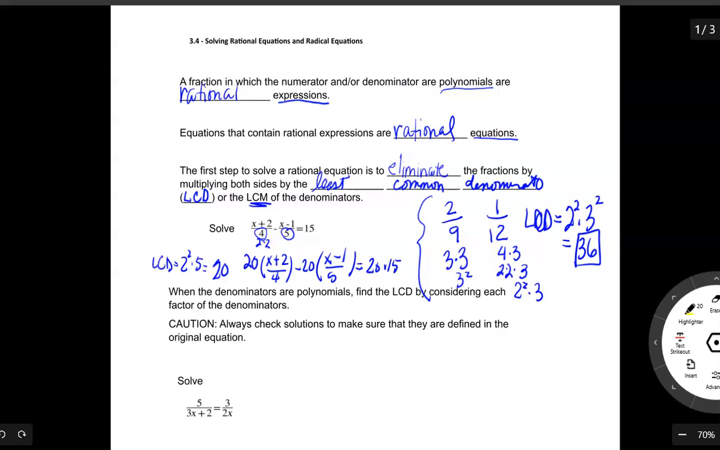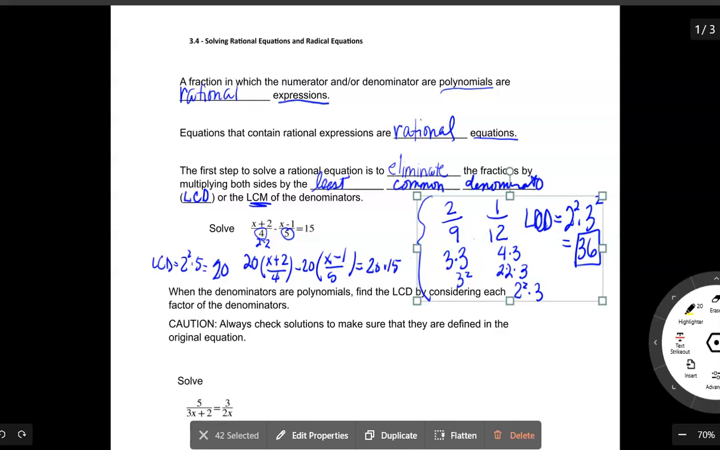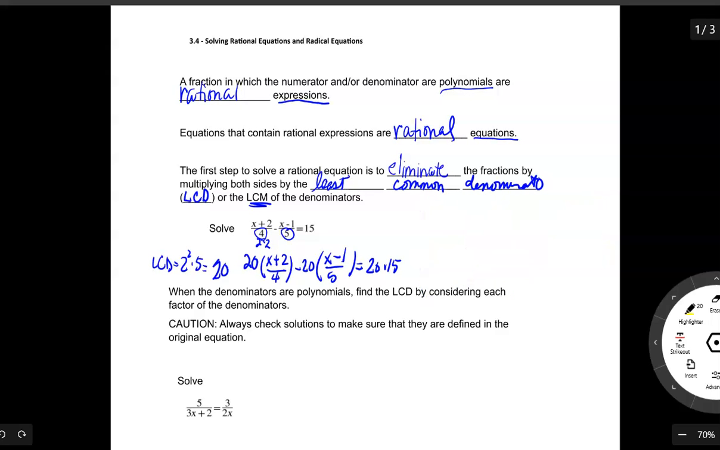Okay, and I'm going to erase all of here so we have some more room to work. Hopefully you got that down if you needed it. If not, all you have to do is go back in the video and it'll be there.